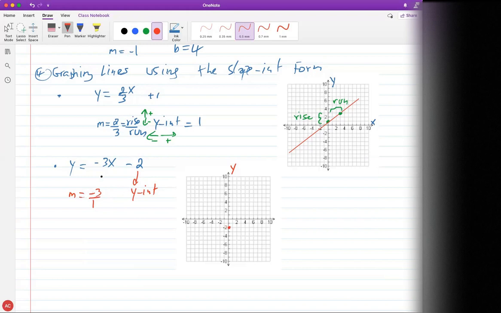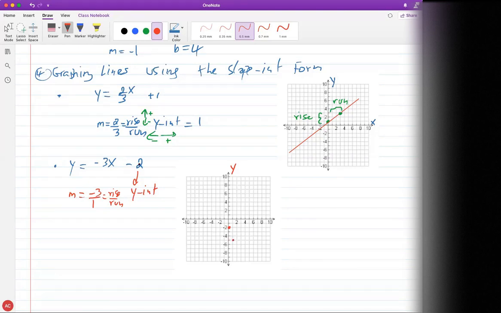So the rise is the top number, and we say we go up or down depending on the sign. So which way are we going here? It's down. That's right, it's down. If it's negative, you're going down. If it's positive, you go up. So from here, we're going to go down 3 units. 1, 2, 3. And from there, the run, are we going left or right? Right. How many units? 1 unit, exactly.